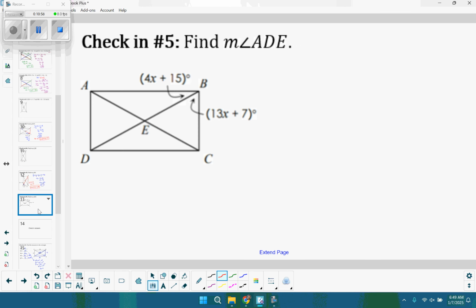So the final one for you to try is here. That is the end of the first part of 7.4, properties of rectangles.